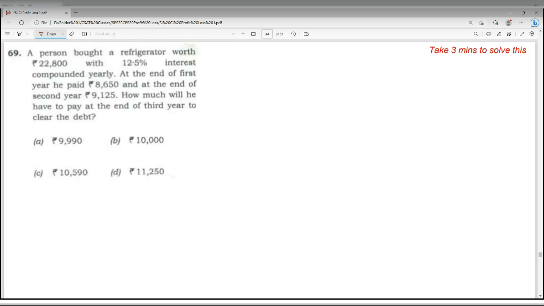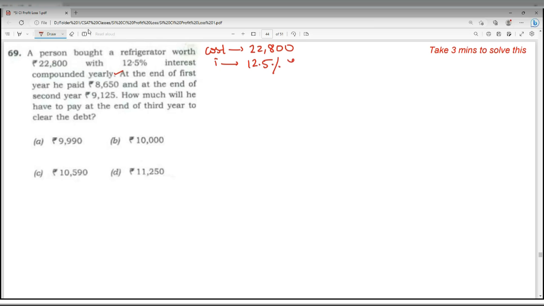A person bought a refrigerator worth 22,800 with 12.5% interest compounded yearly. At the end of the first year, he paid 8650, and at the end of the second year, he paid 9125. How much will he have to pay at the end of the third year to clear the debt? So the cost of the refrigerator is 22,800, and the interest is 12.5%, compounded yearly.